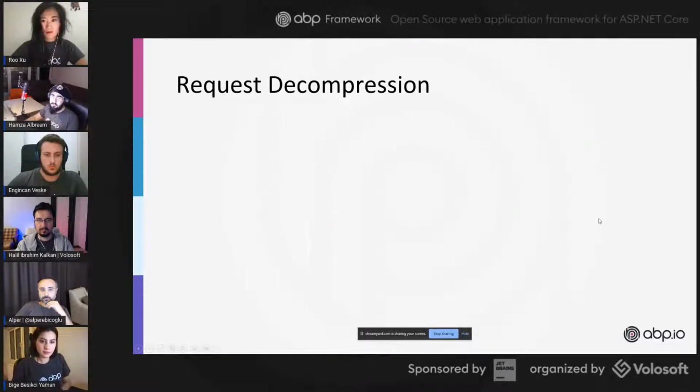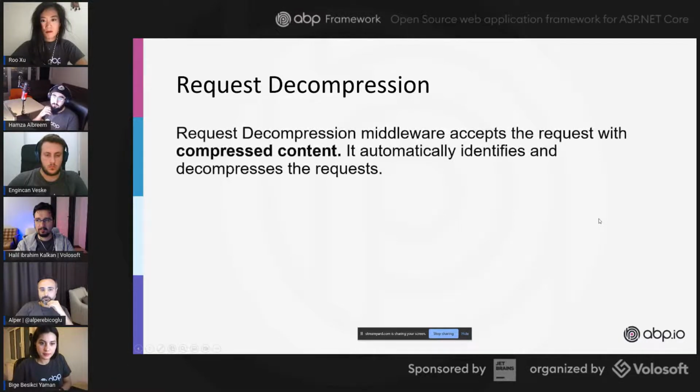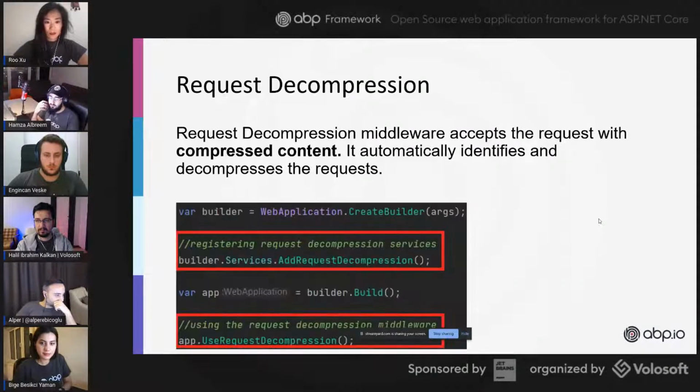And the next feature is request decompression. So what is this for? It's for compressed requests. It uses the content encoding HTTP header to automatically identify and decompress the compressed requests. Doing that is a good way to speed up an endpoint response time. As you can see right here, we are registering the decompression services, and right here, we are using the request decompression middleware.